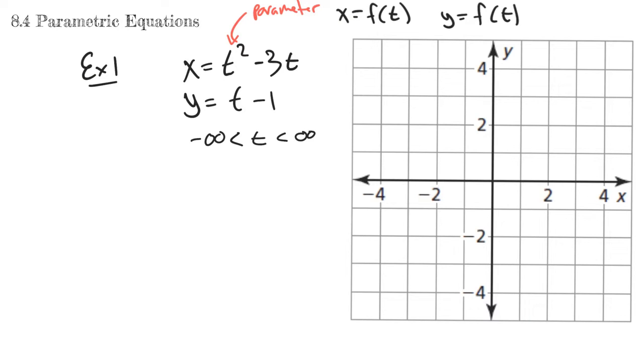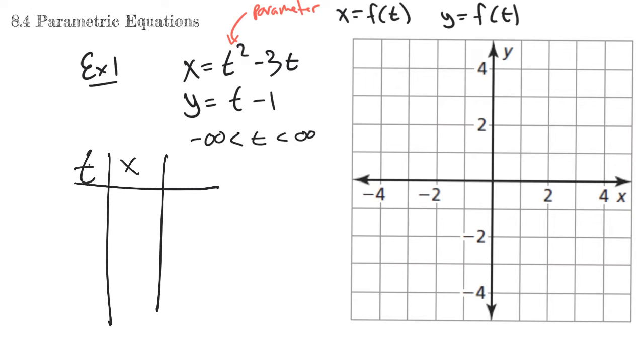Okay, so the way to graph this is we make a big table, and this table has 3 columns: t, x, y. Now the parametric equation really has 3 parts. It has the 2 equations, but then it also has the restrictions on t. I could plug in any values for t from negative infinity to positive infinity. I'm going to start with the t value of -1 and work my way up: -1, 0, 1, 2, 3, 4. I'm going to stop there.